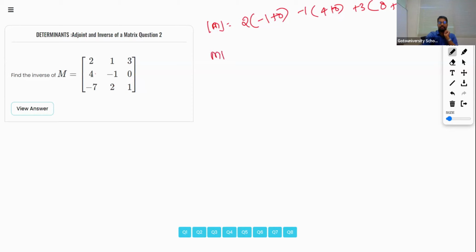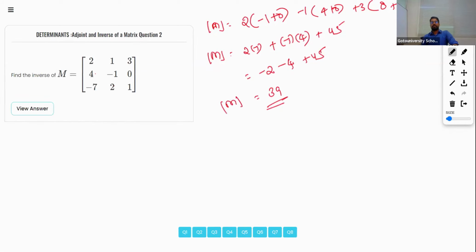So now what is the determinant of this? 2 into -1, plus -1 into 4, plus 15 threes are 45. I am ending up with -2, -4, plus 45. What is 45 minus 6? 39. So correct, 39 is the determinant of this matrix. Okay, so now we have to find the cofactors or adjoint. Directly I'll go for adjoint of this matrix, which is the transpose of its cofactors, right?